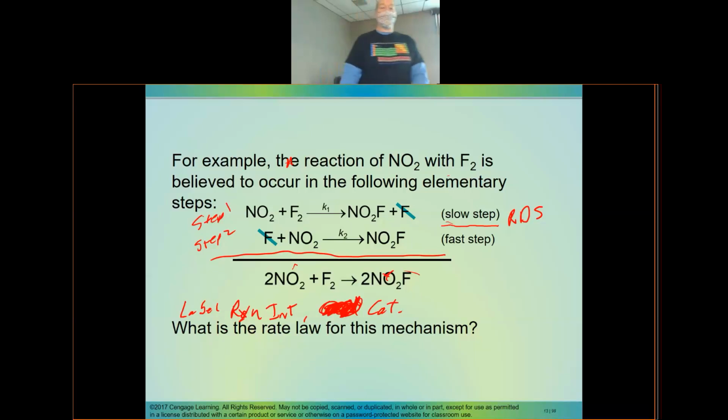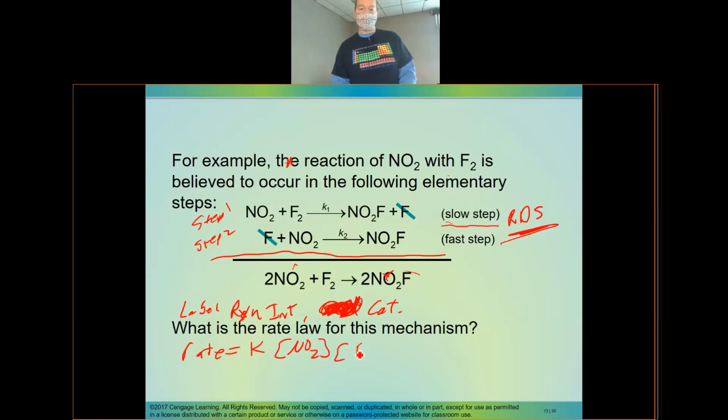So when the question is determine the rate law for this mechanism, you get the rate from the rate determining step. Again, the rate determining step is the one that's labeled slow. These are elementary reactions, which means we use the coefficients to write the rate law. And so rate is equal to K, concentration of NO2, concentration of F2. And since NO2 is a reactant and F2 is a reactant, that is your final answer.